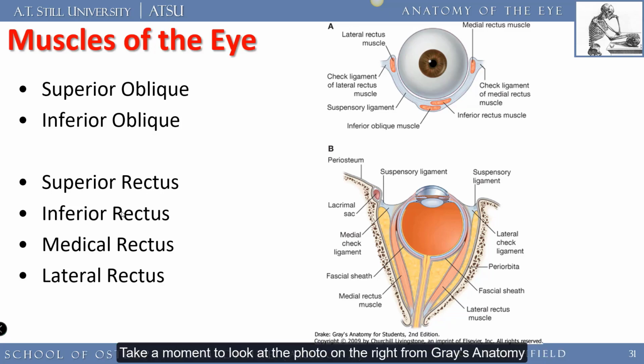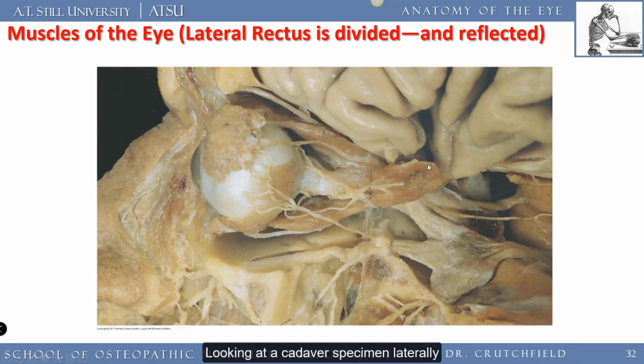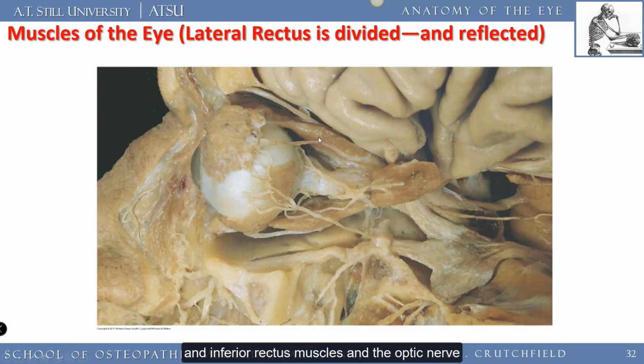Take a moment to look at the photo on the right from Gray's Anatomy and how it shows the medial and lateral recti muscles and the inferior rectus. And just beneath it, we see the inferior oblique. This relationship will become a little bit more important later when we take a view of these oblique muscles. Looking at a cadaver specimen laterally, the lateral rectus has been divided and reflected. And here we see the muscles of the eye, which you can more clearly see the superior and inferior rectus muscles and the optic nerve.